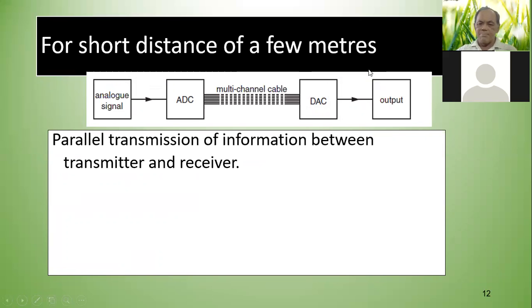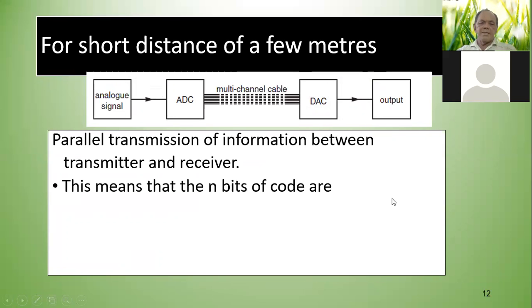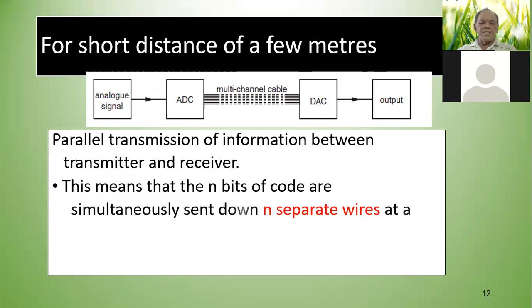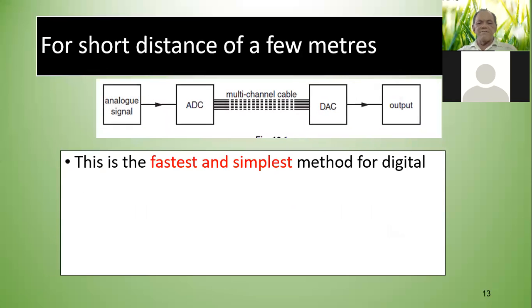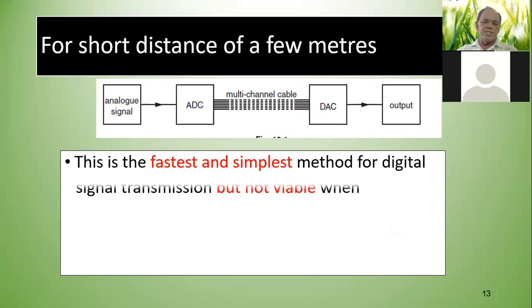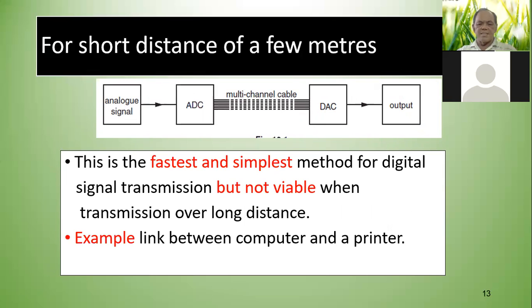This means that n bits of code are simultaneously sent down n separate wires. Each wire for 1 bit. So if there are n wires, it's for n bits, at a rate governed by the frequency of the sampling clock. This is the fastest and simplest method for digital signal transmission, but not viable for transmission over long distance. So we can use it for short distance between a computer and a printer.